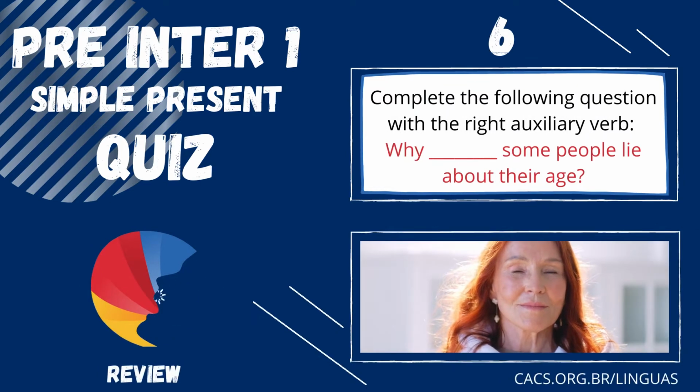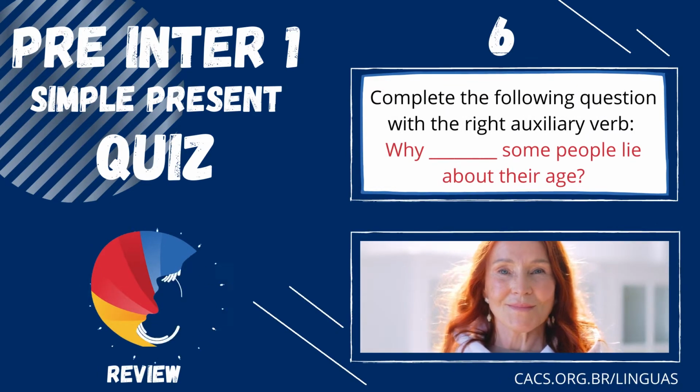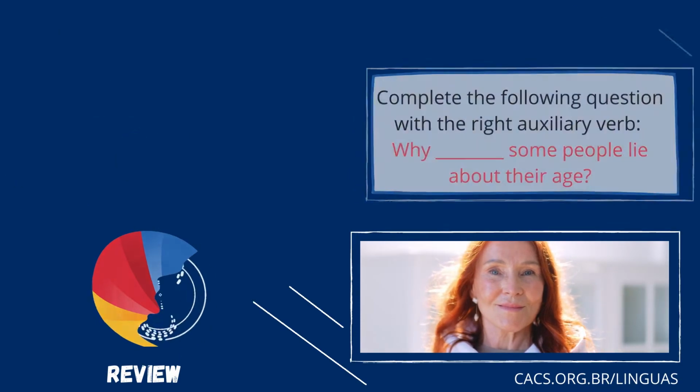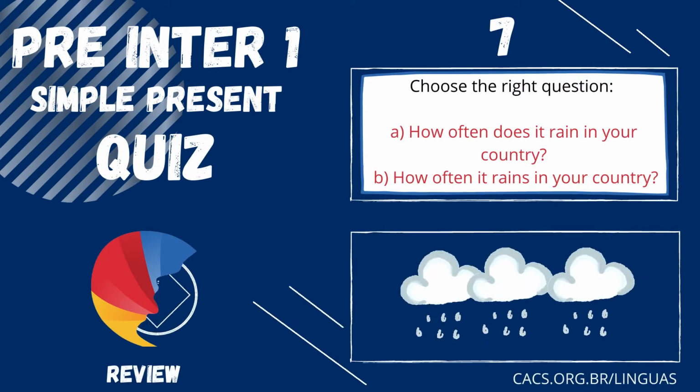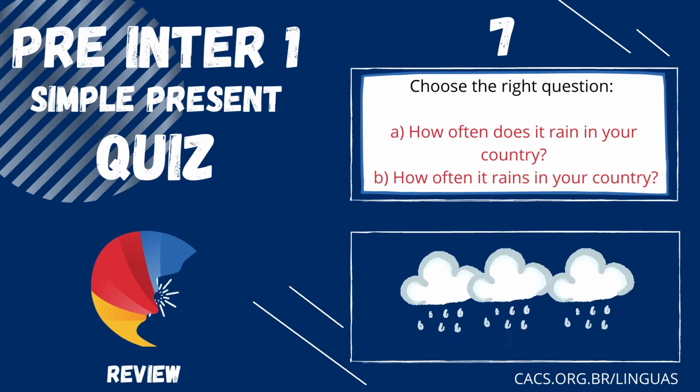6. Complete the following question with the right auxiliary verb. Why? Blank. Some people lie about their age. 7. Choose the right question. A. How often does it rain in your country? B. How often it rains in your country?